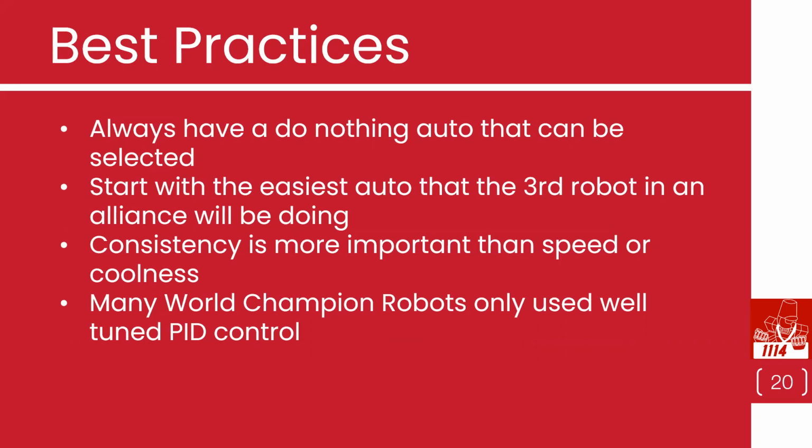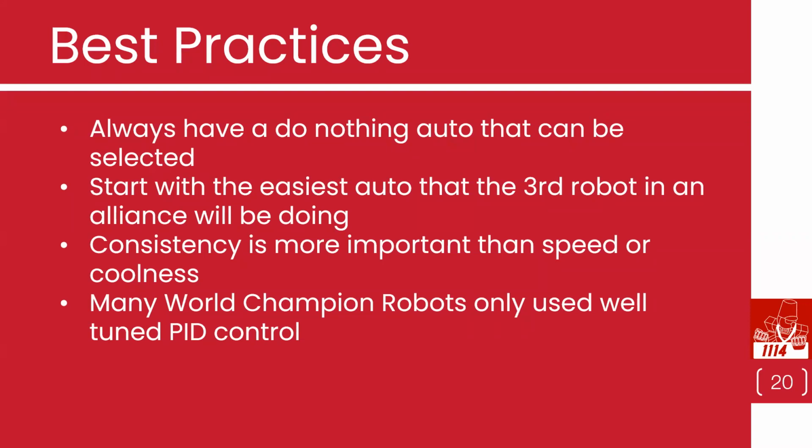Then we started with the easiest auto that the third robot on the alliance will be doing. For us, that was just shoot the ball that we start with and then back up out of the zone to get the 2 points. And then from there, for our second competition, that's when we added the 5-ball autonomous mode, stuff like that.